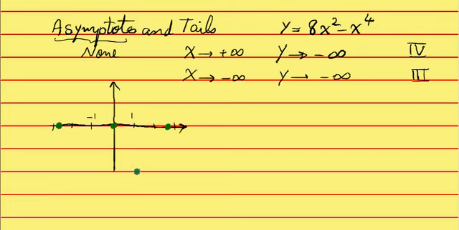This location, the fact that at x going to plus infinity, y goes to minus infinity, means the function has a tail in this location. So here is, if you wish to call it, the right tail.